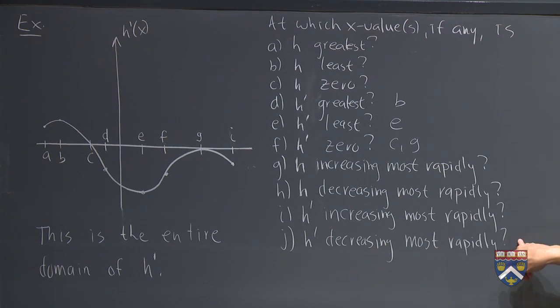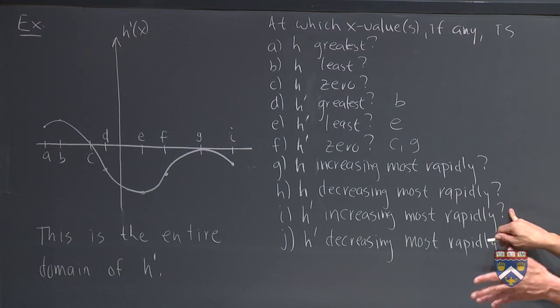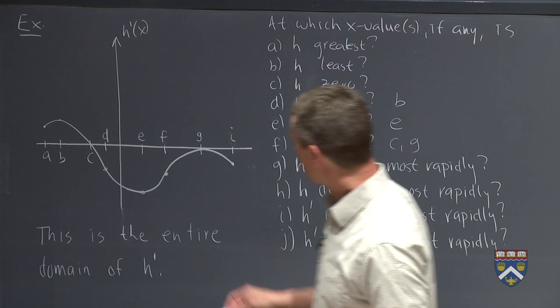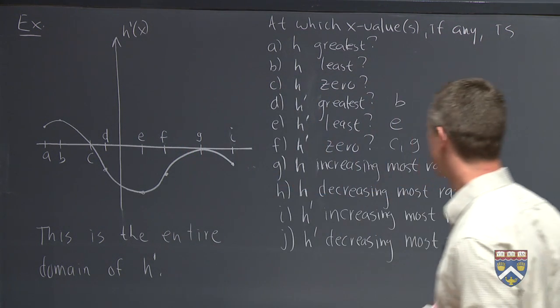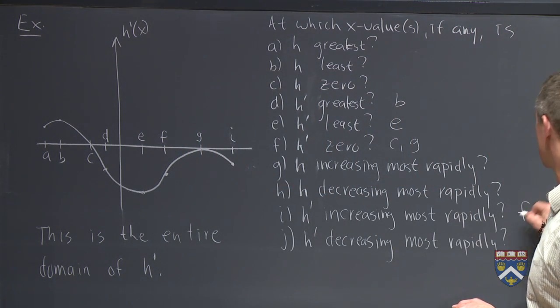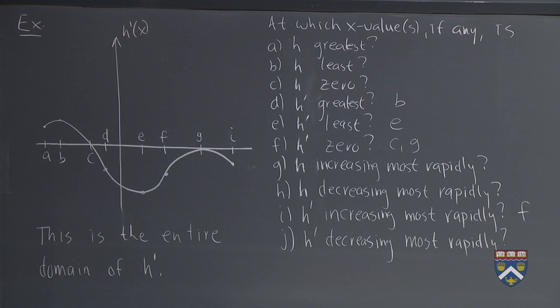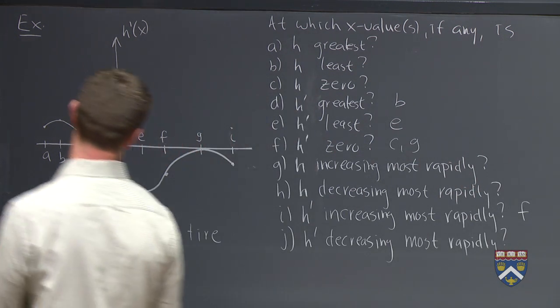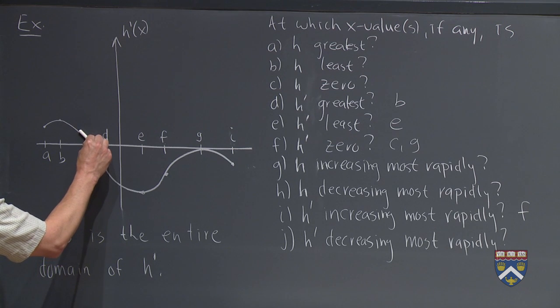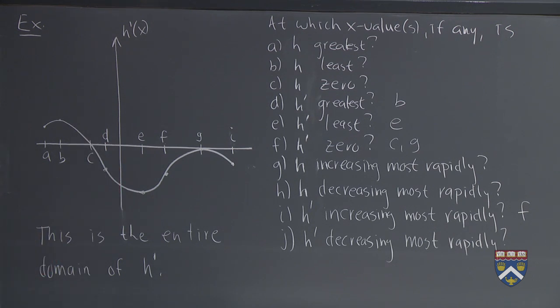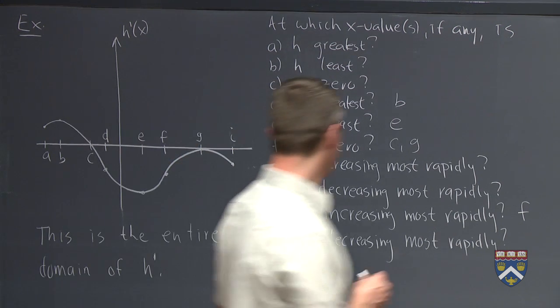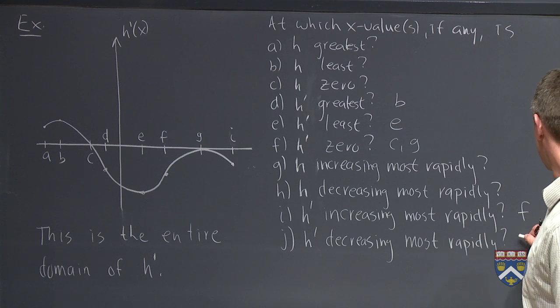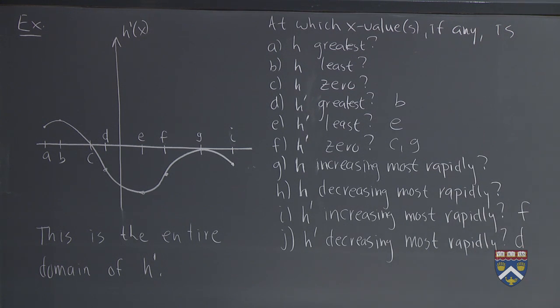Let's do the other two h primes. Where is h prime increasing most rapidly? Meaning, where is this graph on the board going upward most steeply? And that should be at point F. And then where is h prime decreasing most rapidly? Where is this graph on the board going downward most steeply? We're going downward pretty steeply at C, but then even more steeply at D if you draw your tangent lines carefully. So h prime is decreasing most rapidly at D.